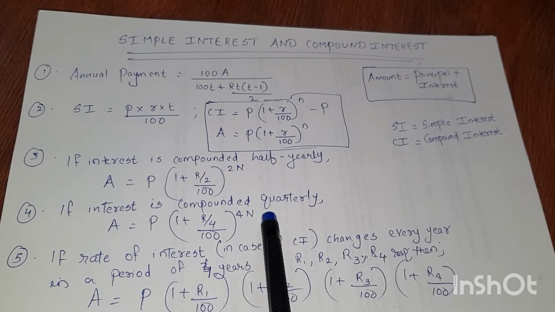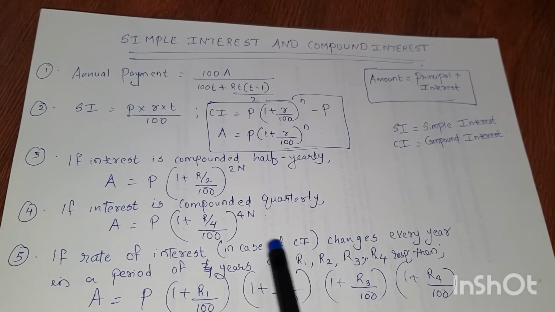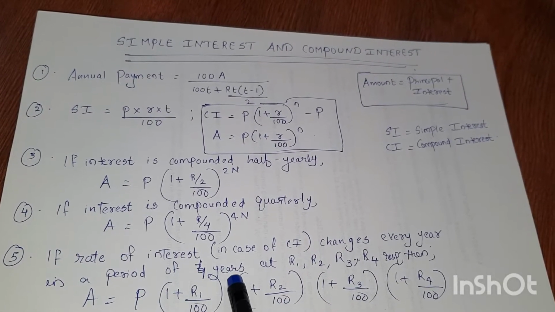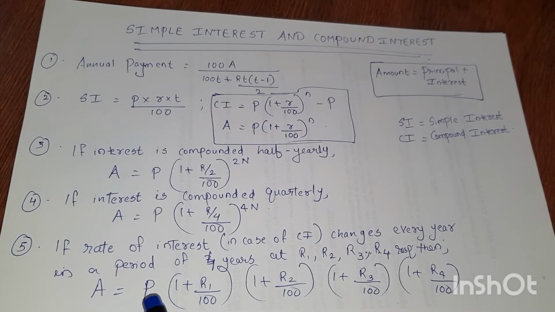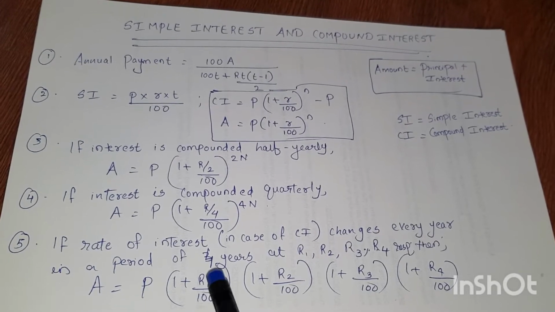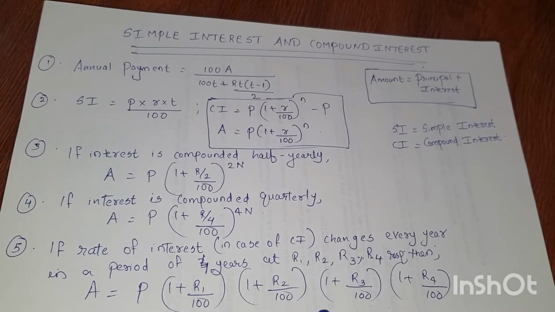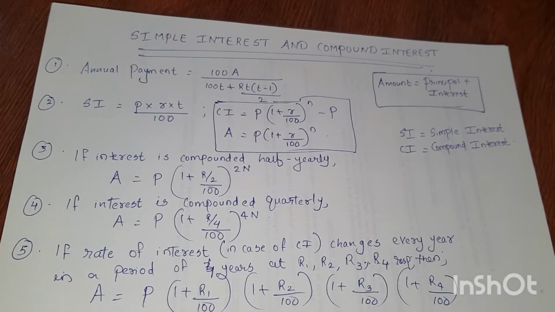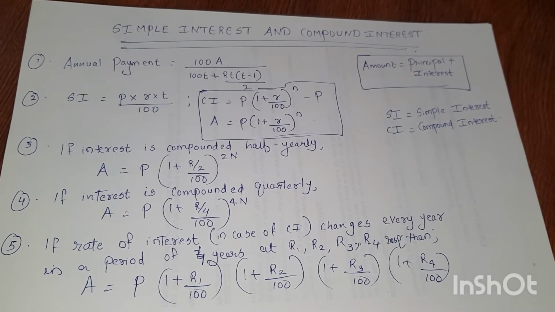If interest is compounded quarterly, A is equal to P into 1 plus R by 4 by 100, the whole raised to 4n. If the rate of interest, in case of compound interest I am saying, changes every year in a period of 4 years, say at R1, R2, R3, R4 respectively, then the amount can be found by this formula: P into 1 plus R1 by 100 into 1 plus R2 by 100 into 1 plus R3 by 100 into 1 plus R4 by 100. If it is for 5 years, then into 1 plus R5 by 100, and so on.